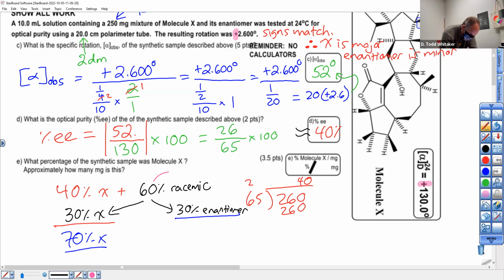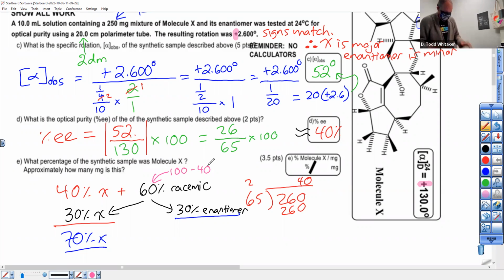100 minus 40. The rest, whatever it wasn't, is the racemic portion. It's the part that doesn't rotate light. We're only seeing the part that did rotate light. The excess. The excess chemical is the only one going to cause rotation, right? Racemic mixtures, they cancel. The two separate molecules cancel. There's a zero rotation in that portion of the solution.